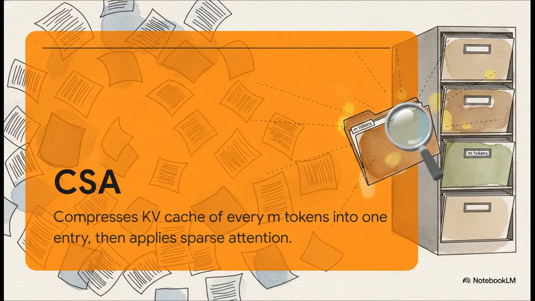It operates as a literal physical filing system. Instead of keeping every single page of a document loose on a disk, CSA consolidates related documents into a single master folder before executing a search. It compresses the cache of every M tokens into one single entry. Then it applies sparse attention to query only the most relevant of those folders. This drastically reduces the immediate lookup burden for fine-grained local information, which keeps memory utilization flat.